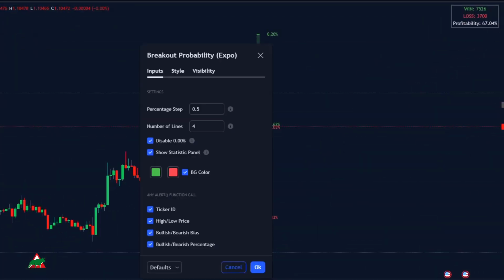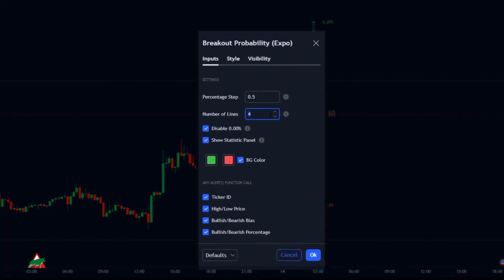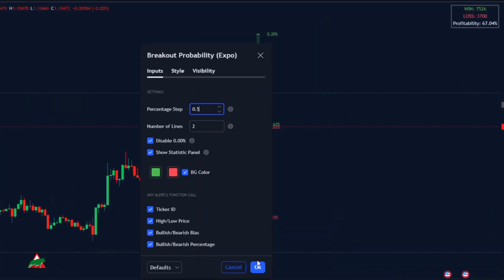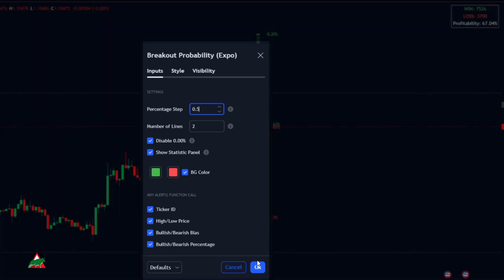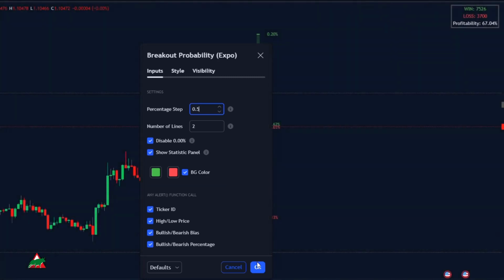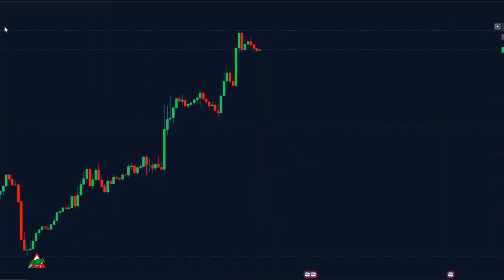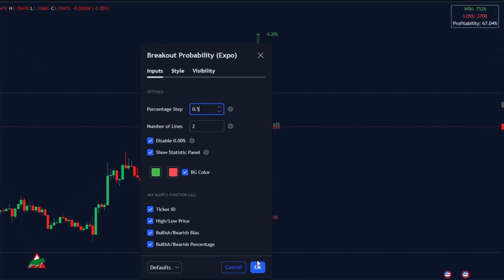Now, if we head over to the indicator settings and click on the Inputs tab, we can see some interesting settings. Firstly, there's a percentage step setting that allows you to change the percentage between the lines. This means you can make the lines closer to each other or further apart. It's important to keep in mind that when trading in lower volatility markets like the Forex market, you'll probably need to lower the step value. This is because an increase of 5% in one candlestick on a Forex pair is very unlikely.